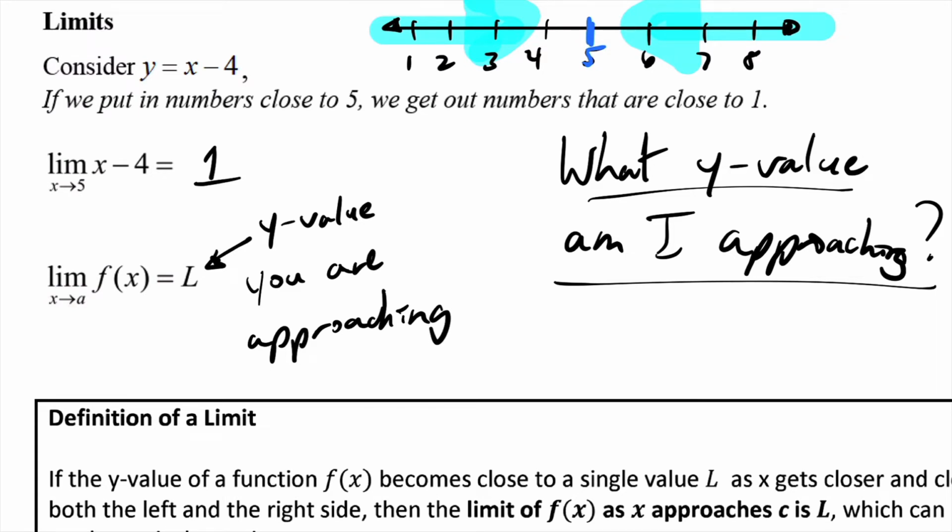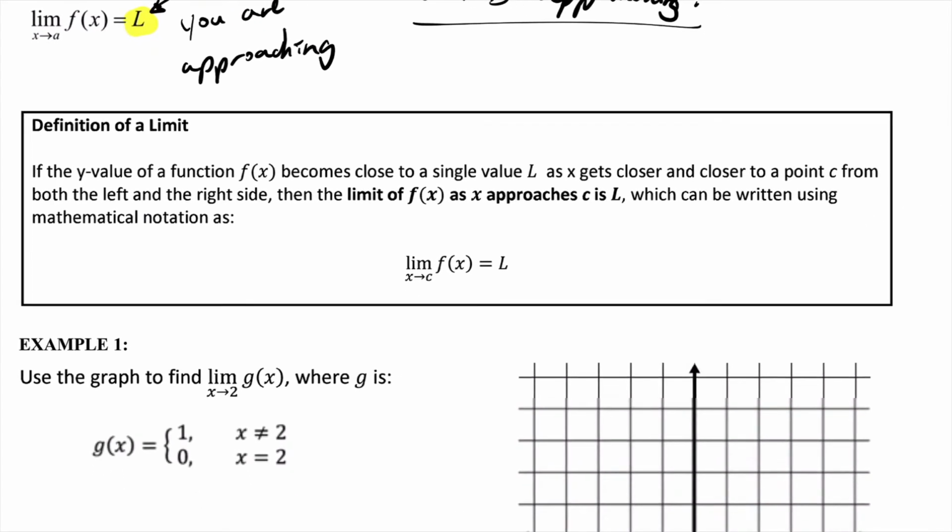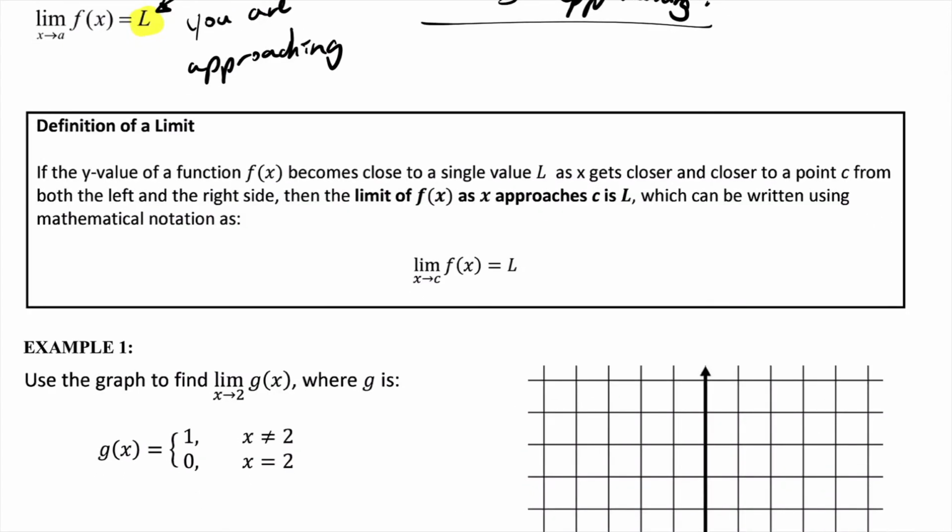That's the limit. The limit is always going to be equal to the y value, not the x value. The x value is already told. We're approaching 5. They'll always tell you where you're approaching, but you have to determine what y value you're approaching. So for all of these problems that we do today, think of the y's. Don't think in terms of x's, think in terms of y's.